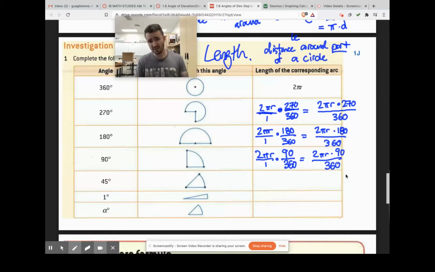So you start noticing a pattern here. What's the next one going to be? Try it on your own. Maybe you can even skip a step. That's fine. It should be something like this. And I want you to pause and try it on your own. Okay, now you can press play again.